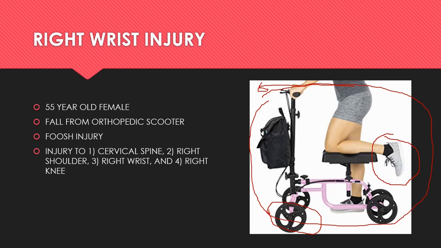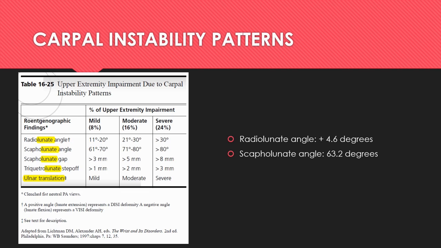and she had a fall on an outstretched hand, known as a FOOSH injury, and she suffered injury to the cervical spine, the right shoulder, the right wrist, and the right knee. So this discussion will focus on the injury to the right wrist. Okay, so we'll go over these x-rays of the examinee's wrist in just a moment.